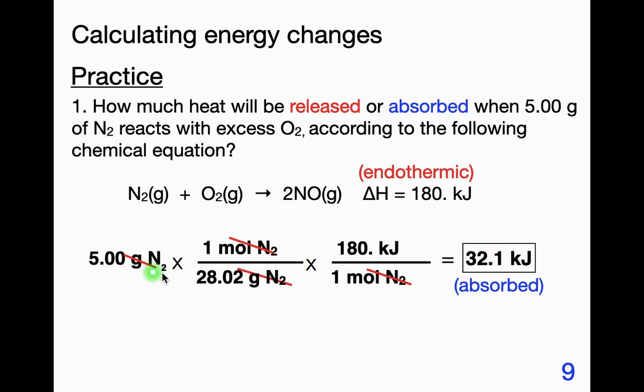Okay, now when you do this calculation, I'm a little fearful that some of you are having a bit of problems with the calculations. Remember to always multiply the numerators and divide by all the denominators. So when you plug this into your calculator, it would be 5 times 180 divided by 28.02 equals. Or you could go 5 divided by 28.02 times 180 equals. Doesn't matter the order that you do it in, you just need to multiply numerators and divide by denominators.